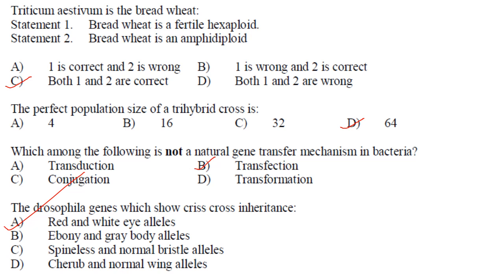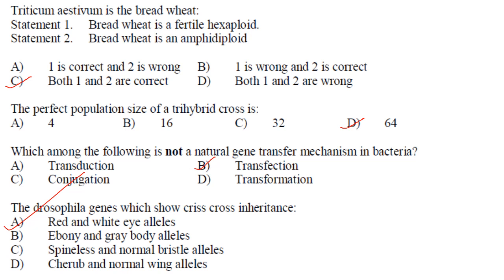Then which among the following is not a natural gene transfer mechanism in bacteria? So it is transduction, it's a natural mechanism. Transfection is not in bacteria. It is the process of deliberately introducing naked or purified DNA into eukaryotic cells. That is called as transfection. Then conjugation and transformation, they are natural gene transfer mechanisms in bacteria.